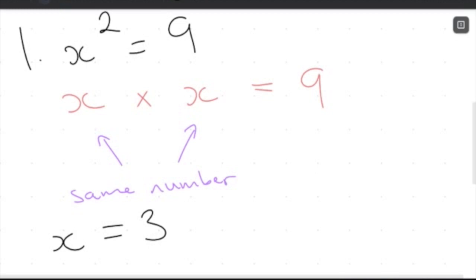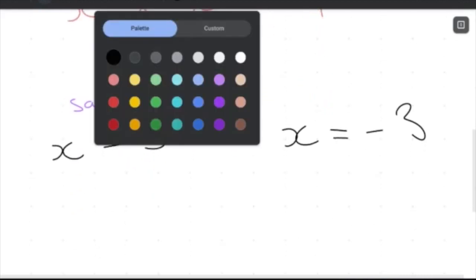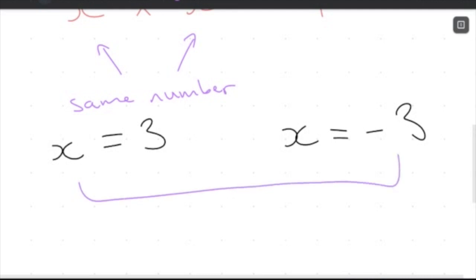But also, what happens when I take minus 3? Because minus 3 times minus 3, that's a double negative, and when we multiply two negative numbers, we also get a positive number. So x equals minus 3 is also a solution here. This is how these types of equations vary from the ones we have been looking at, because sometimes it is possible to have more than one solution.